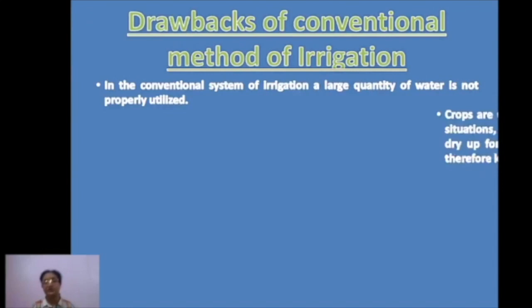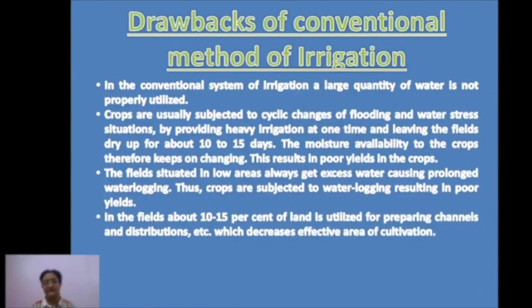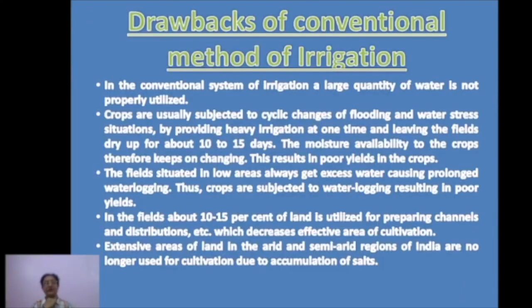These are the basic drawbacks of all these conventional methods of irrigation. Now, what are the basic drawbacks of all these conventional methods of irrigation, which we have discussed just now? Number one is, in the conventional system of irrigation, a large quantity of water is not properly utilized. This is one point.